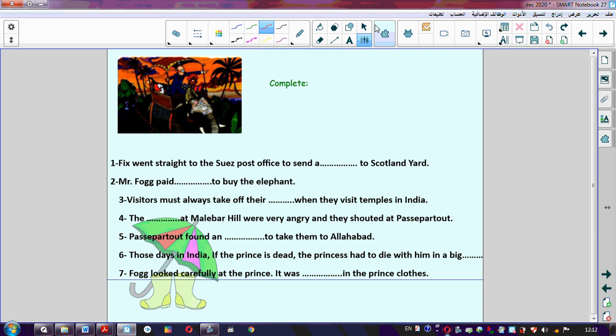Okay, complete. Fix went straight to the Swiss post office to send a telegram to Scotland Yard. Mr. Fogg paid to buy the elephant. Okay, how much is the elephant? 2,000 pounds. Visitors must always take off their shoes. The priests at Melbourne were very angry.